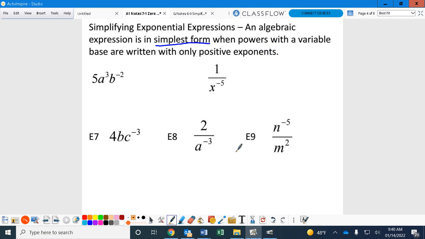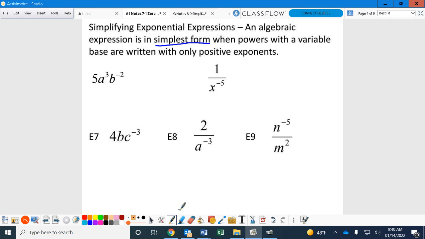That means I'm not going to have an m on the top and an m on the bottom. They've got to only have one m in the problem. I'm not going to have like 5 on top and 25 on the bottom, because those numbers are not reduced. I've got to simplify it. I also don't have any negative exponents. If you have negative exponents, it is not simplified.